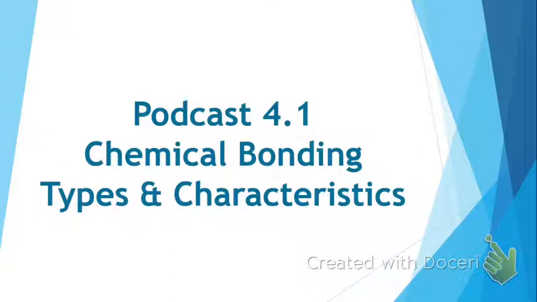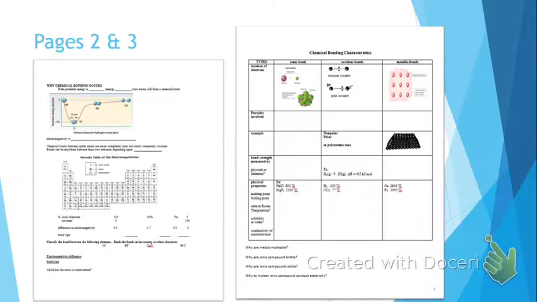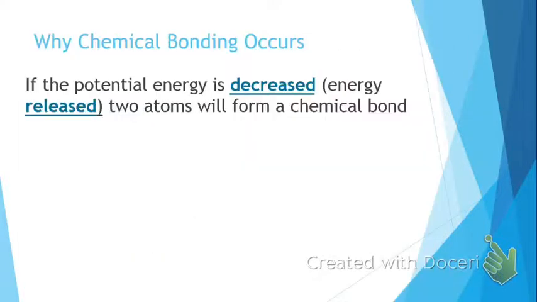So this is the first podcast of Unit 4, where we're going to be talking about how to name different types of chemical compounds. The first thing we have to be able to do is tell these different types of compounds apart before we can name them differently. So that's what this podcast is about, the different types of bonds we have and some of their properties. This is going to cover pages 2 and 3, pretty straightforward.